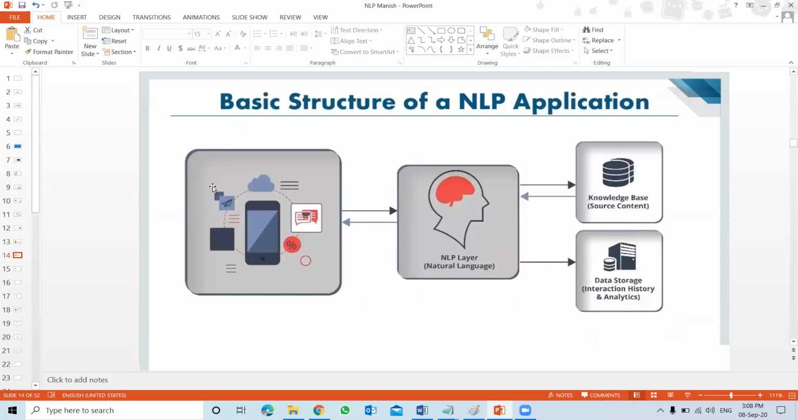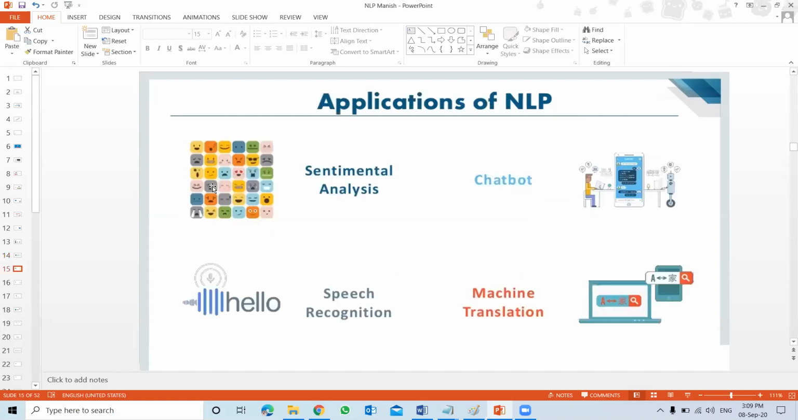So guys, what is the basic structure of an NLP application? Initially we have data collection. We can take data from different devices and tools, like WhatsApp, LinkedIn, Facebook, or multiple other tools. We implement it with the help of the NLP layer, and finally we convert it into the knowledge base as well as the data storage model. Once I use the NLP layer, it automatically converts to meaningful output and stores it in the database, and anything not important is not stored in the data set. They are always looking for the data which is important for them. This is the structure we have for NLP applications.